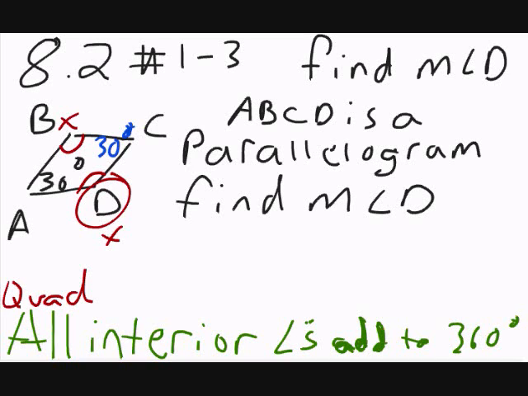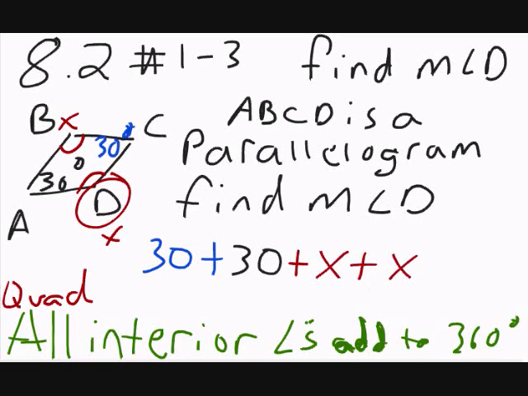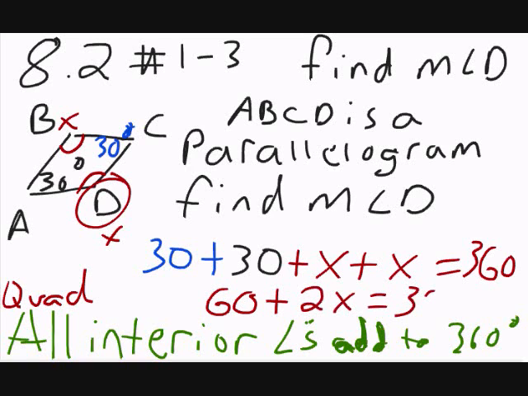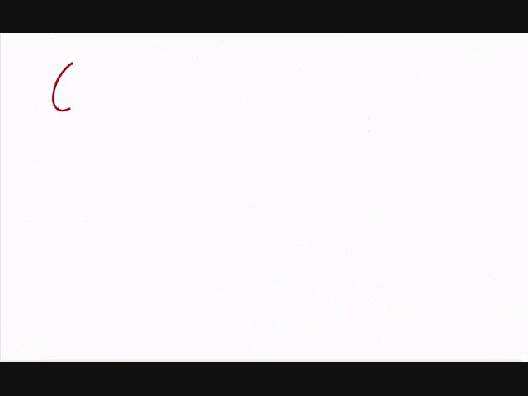I can set up an equation. 30 degrees plus, that's the measure of angle C, 30 degrees for the measure of angle A, plus x for the measure of angle D, plus x for the measure of angle B is equal to 360 degrees. When we simplify this side, we get 60 plus x plus x, which is 2x, is equal to 360 degrees. So 60 plus 2x equals 360.